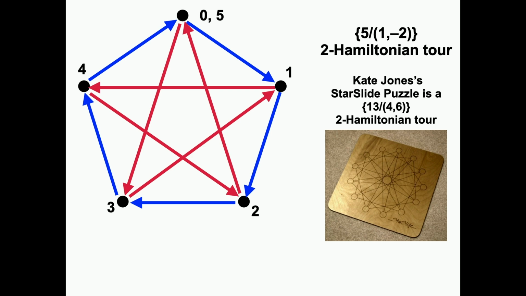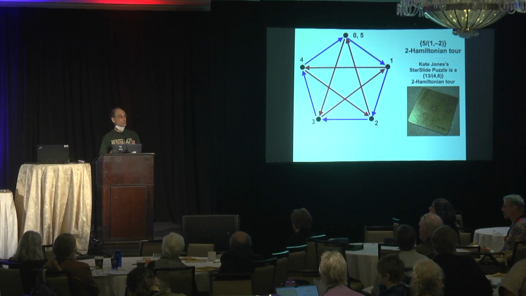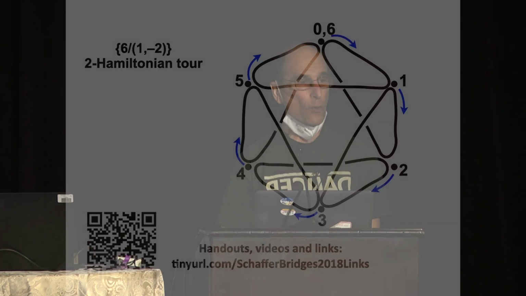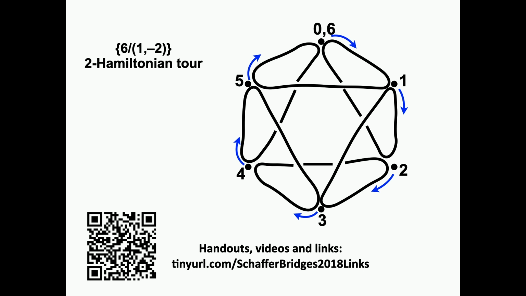And I noticed, by the way, Kate Jones is next, that she has a star slide puzzle composed of 2 star polygons, but you can also see it as an alternating pattern of 4 and 6s that makes a double Hamiltonian tour. And Christine von Renesse has played around with this with salsa rueda dance in a Bridges paper.